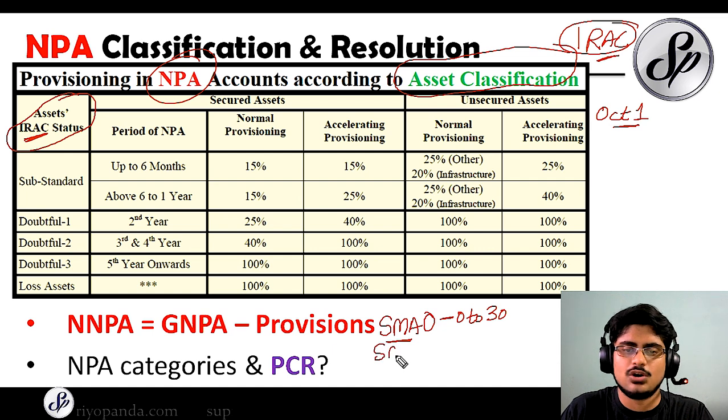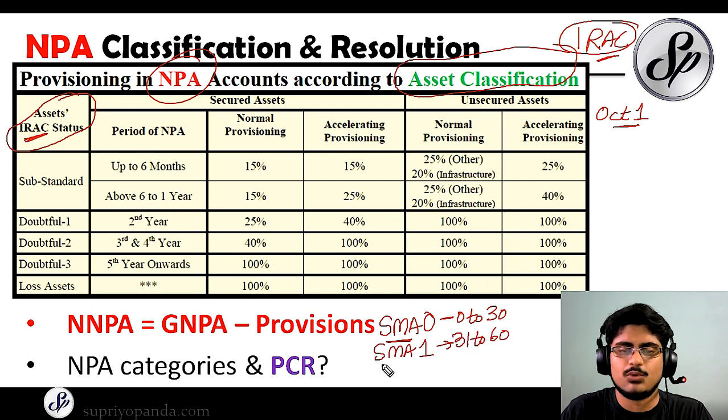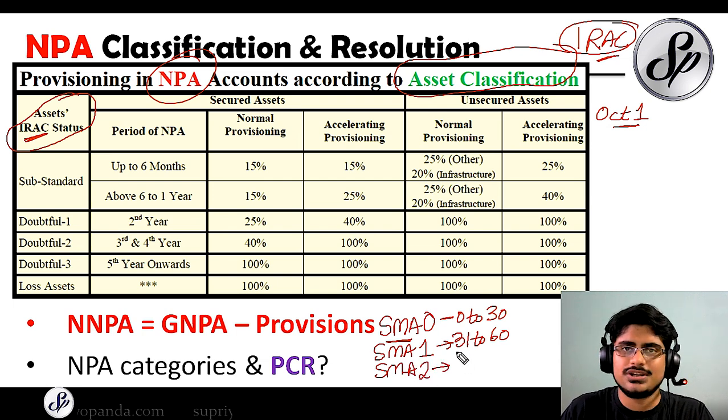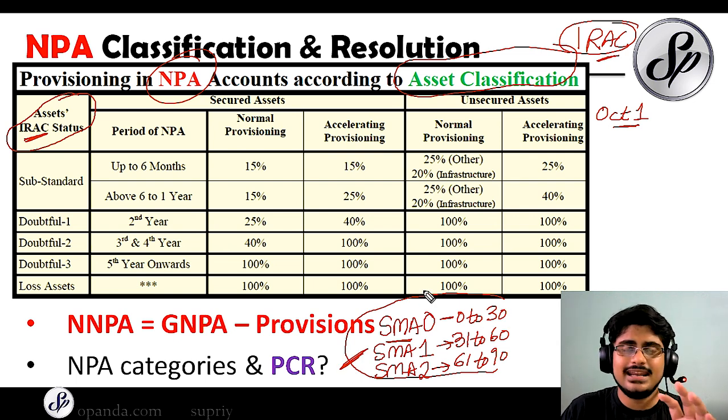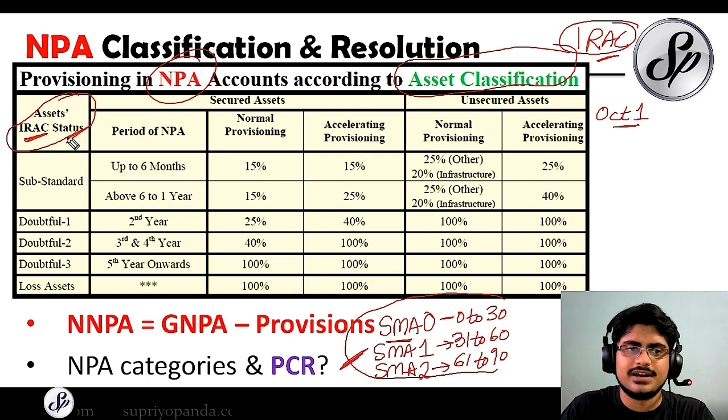Then you have SMA 1. This means your account has been overdue for 31 days up to 60 days. And then you have SMA 2, which is an account overdue for 61 to 90 days. So till 90 days you are going to have a special mention account. Remember that. And when the 90-day threshold is crossed, it becomes an NPA. Now you come to the different IRAC status.